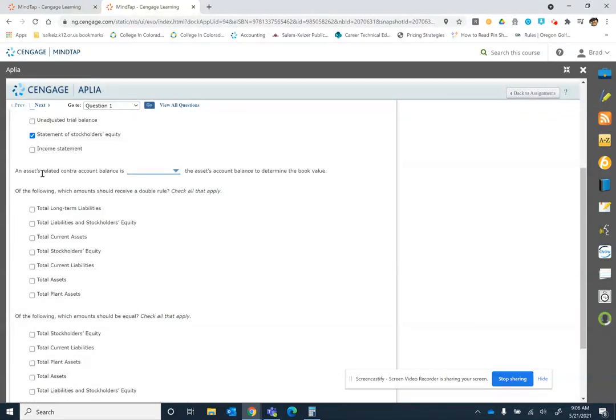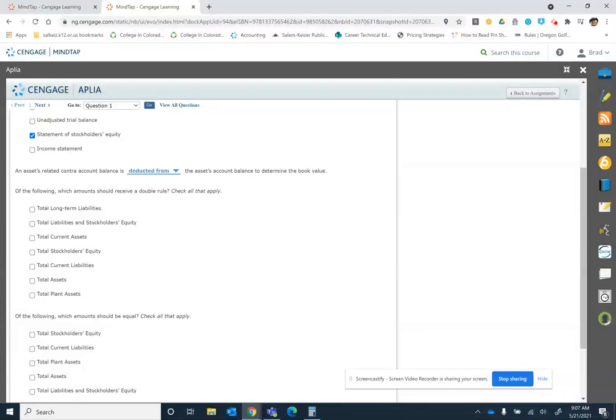The next thing we've got is the asset-related contra account balance is added to, deducted from, or not affected by the asset account balance to determine the book value. A business like this is going to classify its assets as current assets and plant assets. A business owning both current and plant assets usually lists them under separate headings on a balance sheet. A corporation like this is going to list its asset accounts that have related contra accounts reduced by the related account on the balance sheet. The difference between an asset's account balance and its related contra account balance is known as our book value. So we're going to say deducted from.